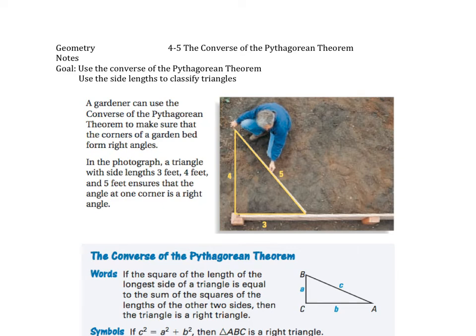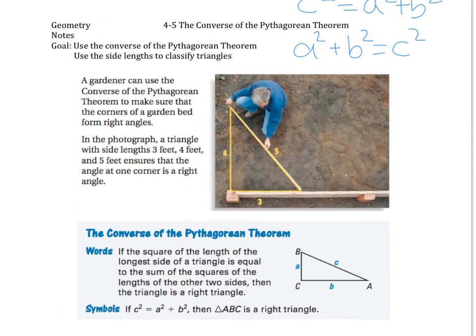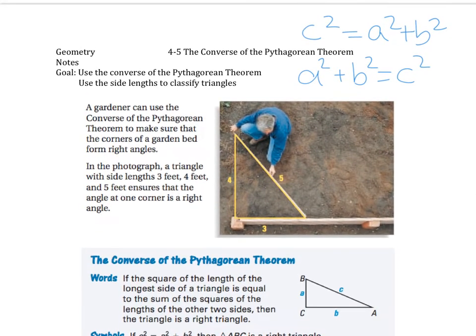In this lesson, we are going to use the converse of the Pythagorean theorem. Recall in that last section where we had a squared plus b squared equals c squared, or we might have written it c squared equals a squared plus b squared. In this lesson, we want to make sure that we put the long side first, so we want to make sure we're in this form.